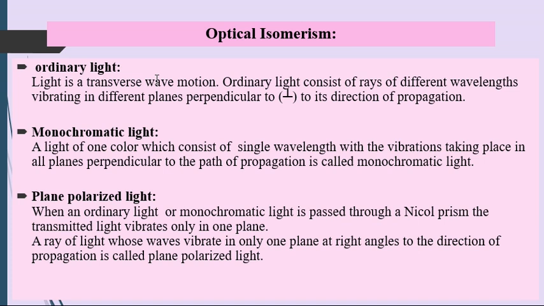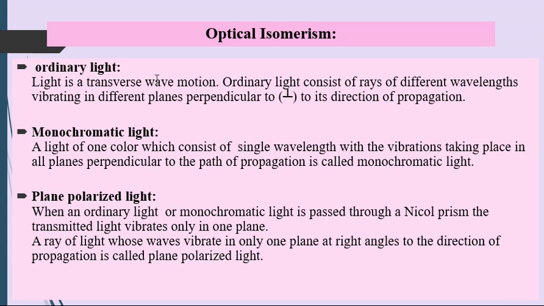First is the ordinary light. Light is a transverse wave motion, and ordinary light consists of rays of different wavelength vibrating in all possible planes perpendicular to the direction of propagation. This is the ordinary light.